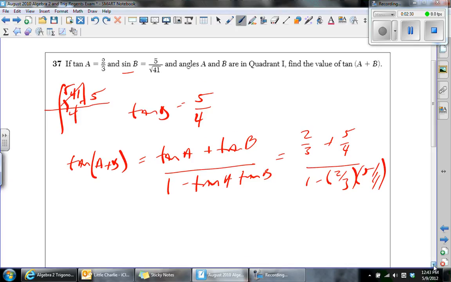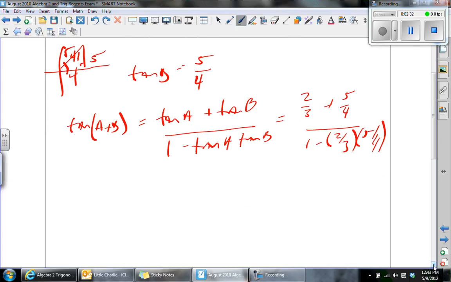Alright, 2/3 plus 5/4. That's going to be over 12, so that's 8/12 plus 15/12, so it's 23/12, divided by 10/12. 1 minus that is 2/12. The 12s cancel, so we're left with 23/2. Good.